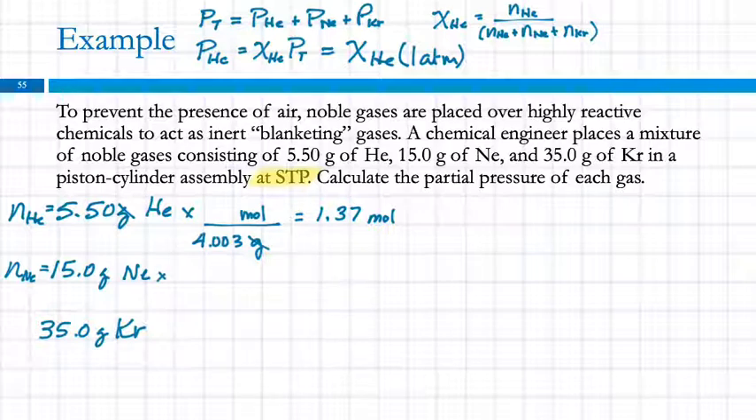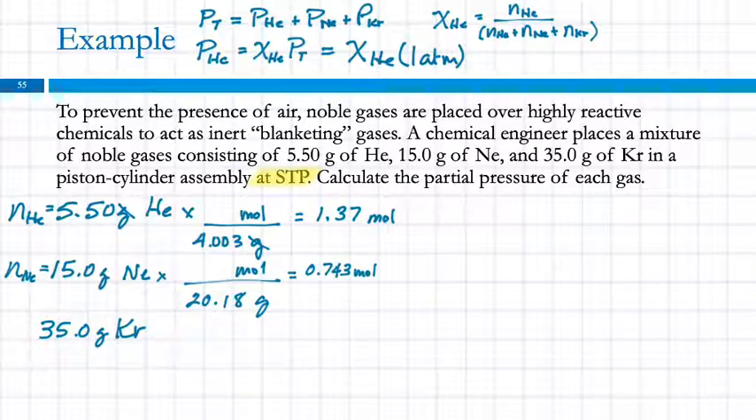I need to convert grams into moles. So I look at the molar mass of neon, 20.18. That's a sad 8. There we go. 15 divided by 20.18, 0.743 moles.